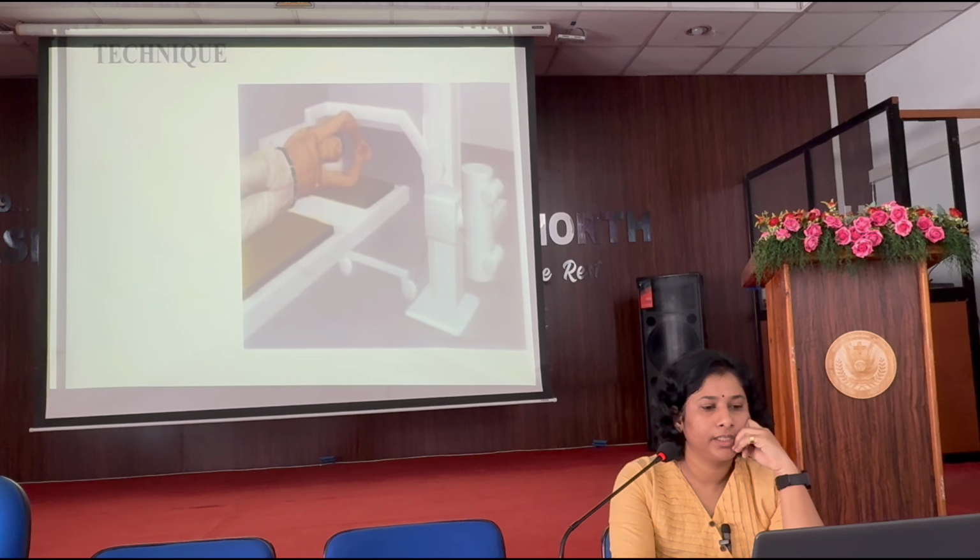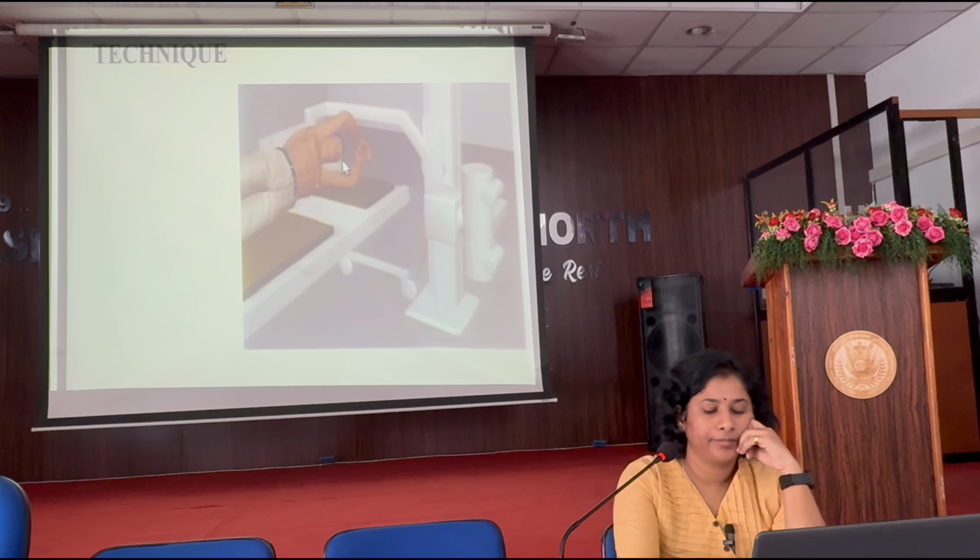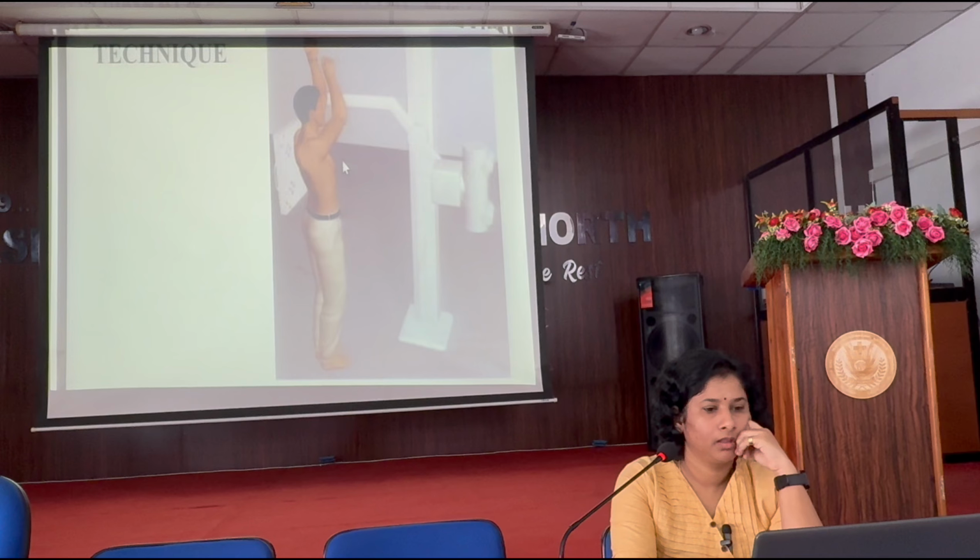And this is the decubitus position, where the beam is sent through a horizontal line. And again, this is the oblique view. The patient is slightly positioned in an oblique manner.